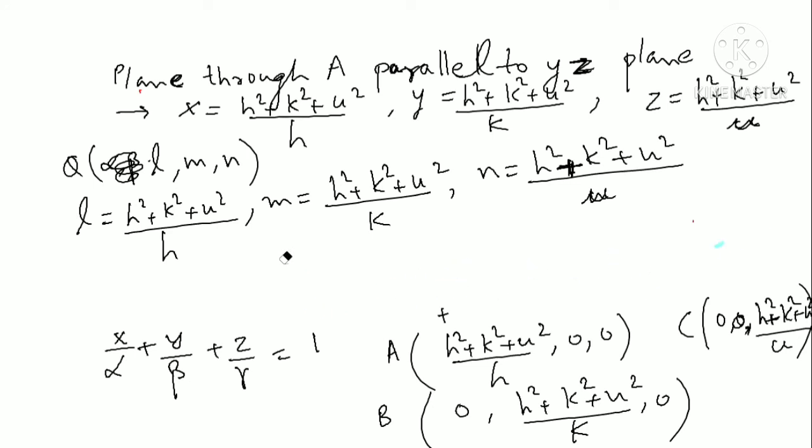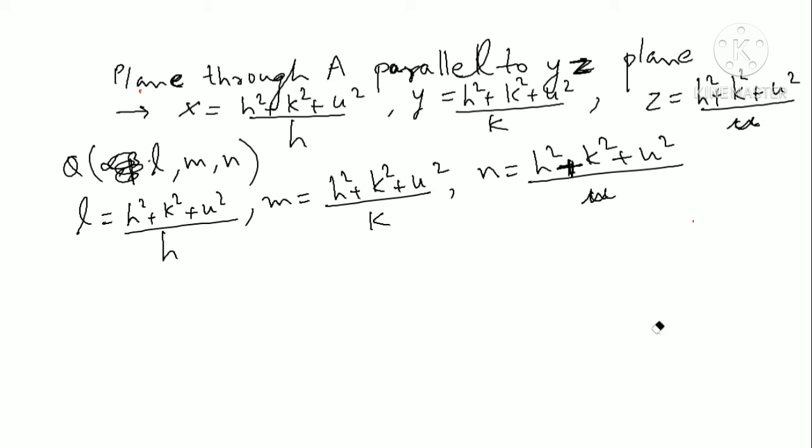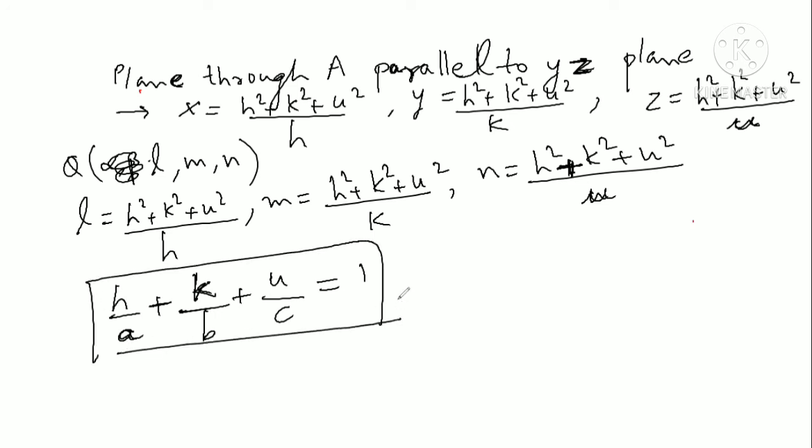Now h comma k comma u satisfies the equation of the given plane x by a plus y by b plus z by c equal to 1. So therefore, we can substitute h, k, and u in the equation of the plane. We will get h by a plus k by b plus u by c is equal to 1, right?